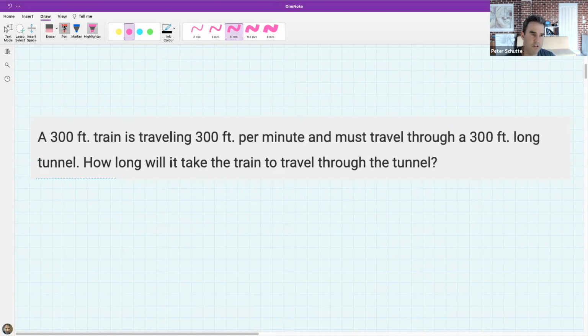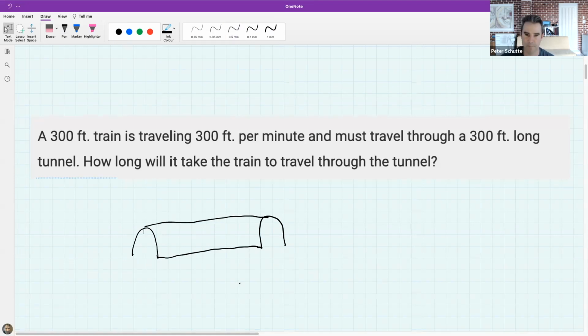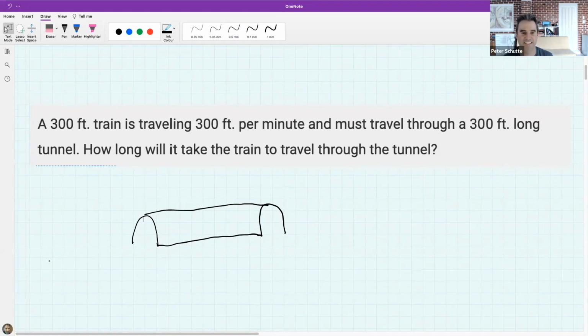I'll start trying to draw a tunnel. I won the art prize in grade 1, but after that it was downhill, I'm afraid. So don't expect too much. Okay, there's my tunnel. And okay, my train is gonna look more like a truck or something. I don't know. That's my train.